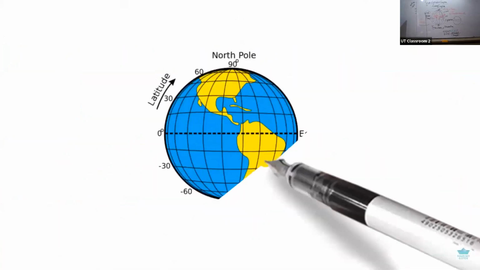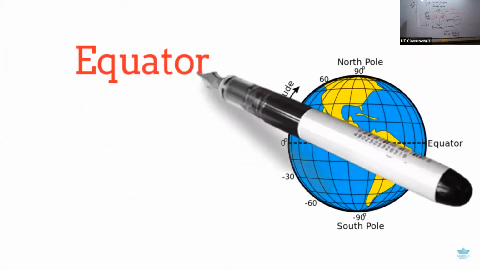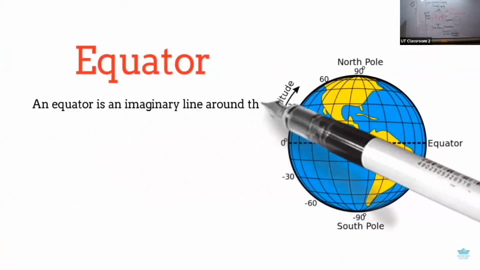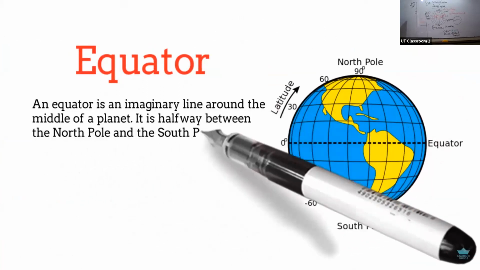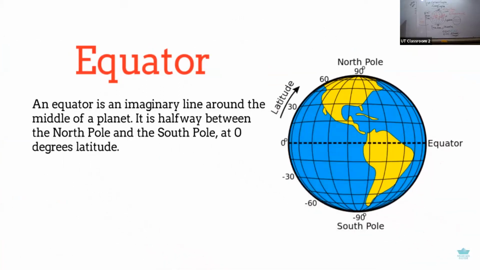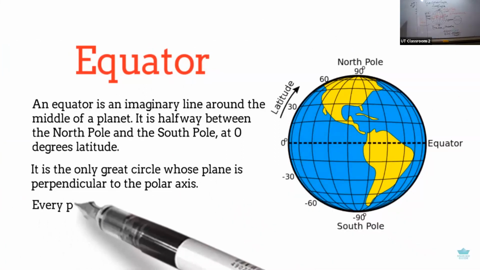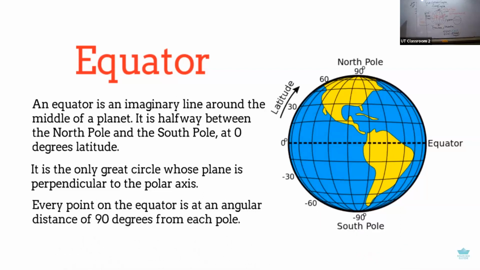Another example of a great circle is the equator. The equator is an imaginary line around the middle of the planet. It is halfway between the North Pole and South Pole at 0 degrees latitude. Also, every point on the equator is at an angular distance of 90 degrees from each pole.